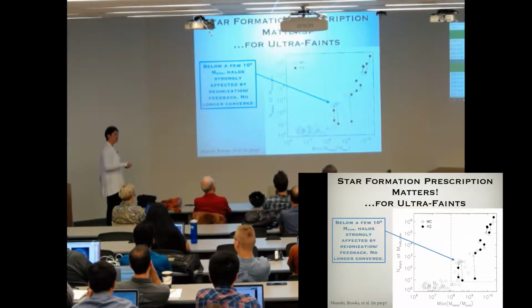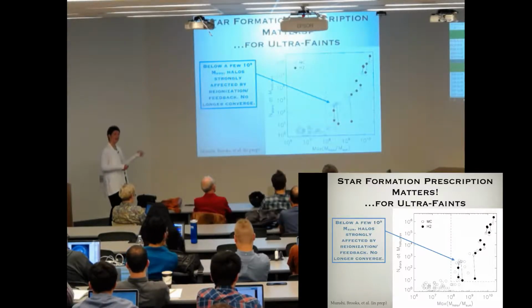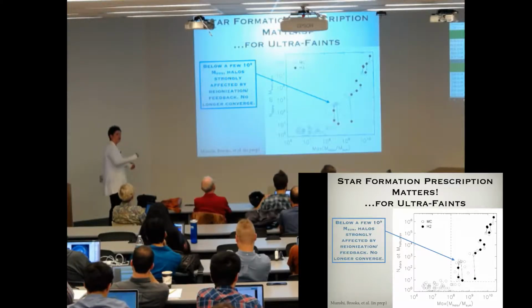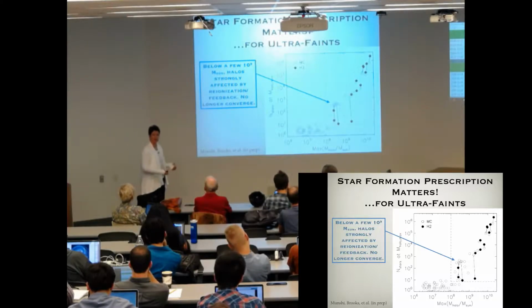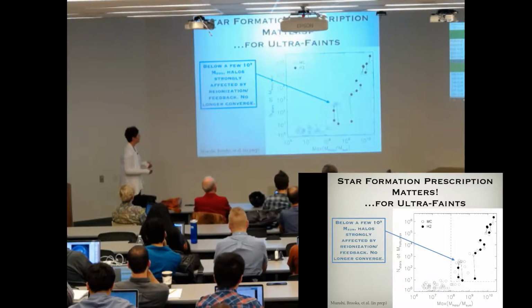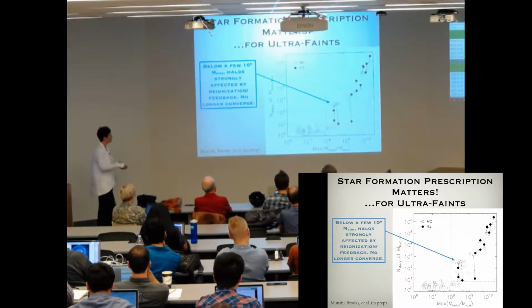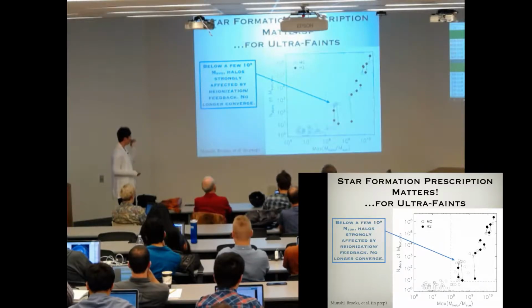Because the metal cooling run can run with lower densities, can form stars at lower densities, it starts forming stars before reionization really affects the halo. In the H2 run, on the other hand, because it has to reach these higher densities, reionization actually stops it from forming stars, or as many stars, before reionization kicks in. So we no longer are seeing convergence in this regime.